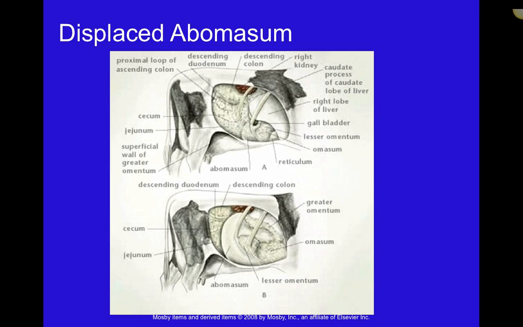So atony, so again, that's that decreased gastric emptying, or decrease in gastric motility, gastric atony of the abomasum. If the abomasum stops contracting and turning over its contents, you get an accumulation of gas, and the abomasum will tend to move up the abdomen. So it will tend to move dorsocranially within the abdomen.